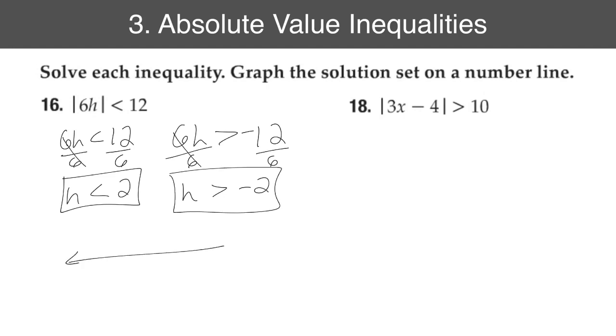Again, you put these on a number line. Negative 2 on the left because it's smaller with the circle. 2 on the right with the circle. And the 2 is shading to the left. The negative 2 shading to the right. So that would make it an and problem.